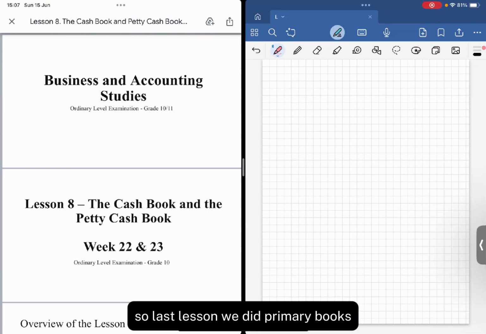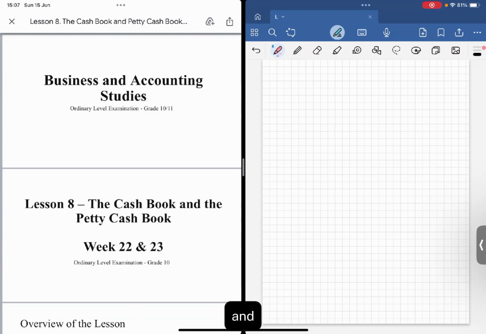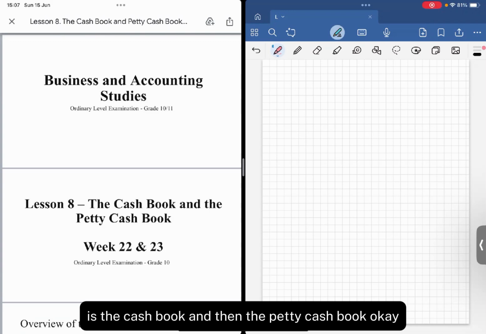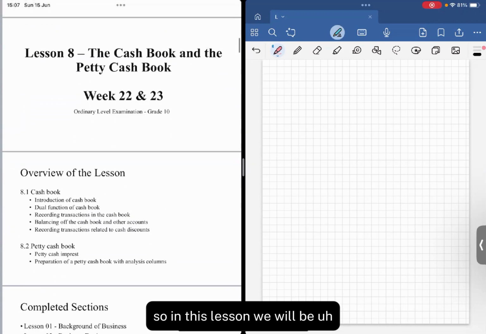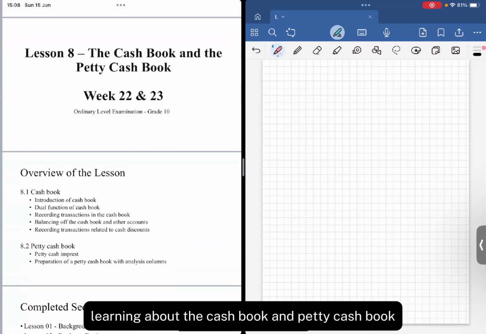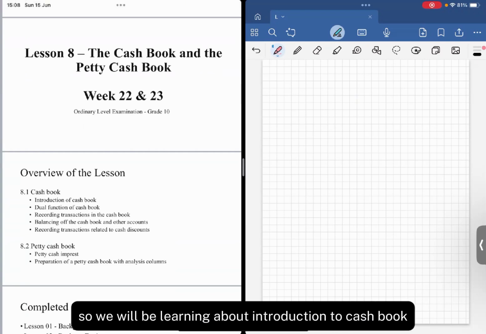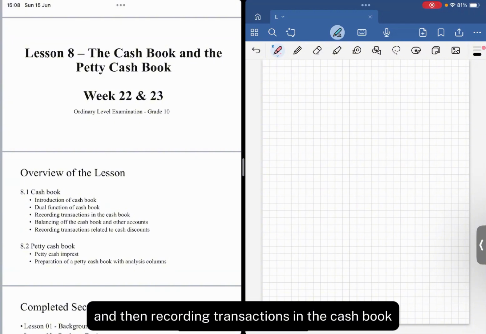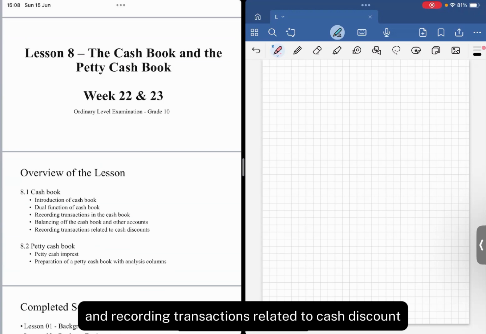Last lesson we did prime entry books, and the first prime entry book that we are going to learn is the cash book and then the petty cash book. In this lesson we will be learning about the introduction to cash book, the dual function of cash book as a prime entry book and as a ledger, recording transactions in the cash book, balancing of cash book and other accounts, and recording transactions related to cash discount. So those are the things that we are going to learn.